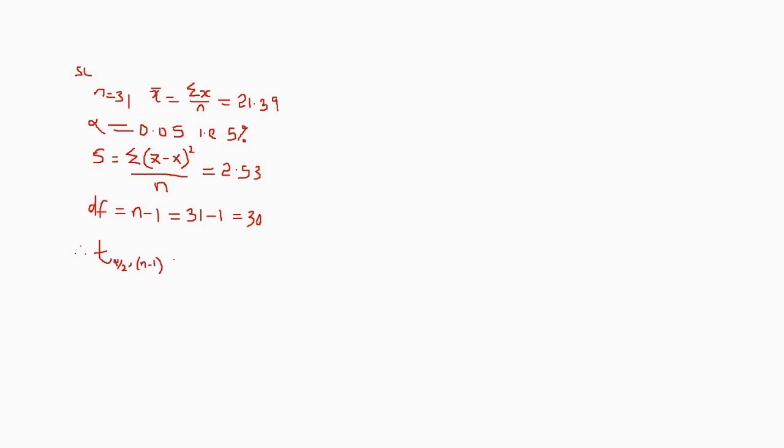Then I can find the t critical. The t critical is gotten from the t distribution table, which is calculated at 30 degrees of freedom under 0.025. It gives me 2.0423 when checked from the t table.